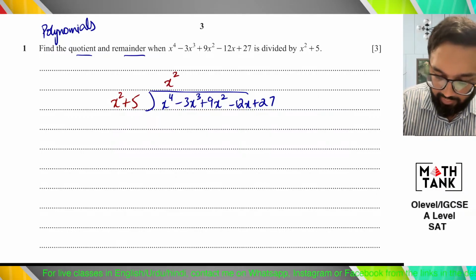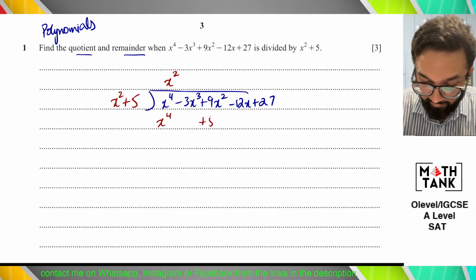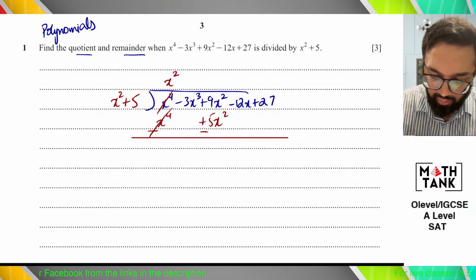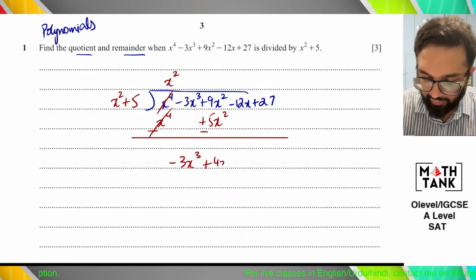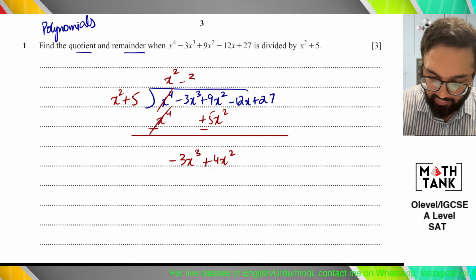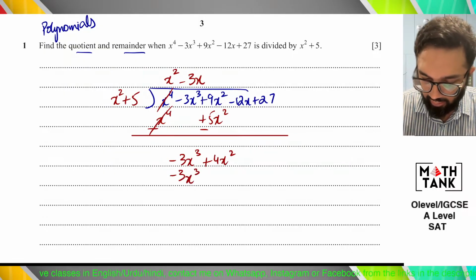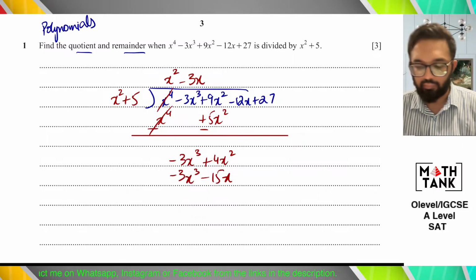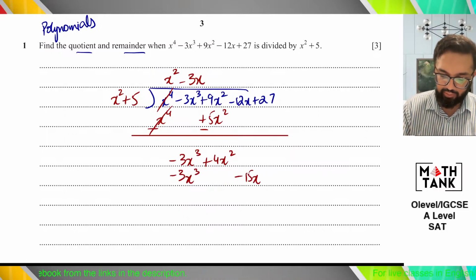पहले मैं लिख देता हूँ x square, ये बनेगा x पावर 4 और उसके साथ आएगा प्लस 5x स्क्वायर. दोनों की साइंस चेंज हो जाएंगी और नीचे आ जाएगा -3x³ प्लस 4x स्क्वायर. फिर -3x से मल्टीप्लाई करेंगे तो -3x³ आ जाएगा और -15x. ओके, -15x को भी तो आगे लिख देता हूँ थोड़ा सा मैं. साइंस दोनों की चेंज हो जाएंगी.